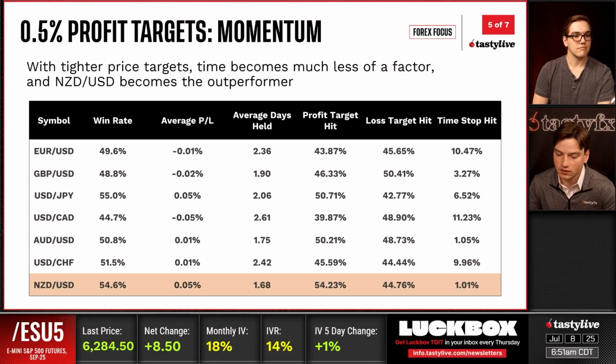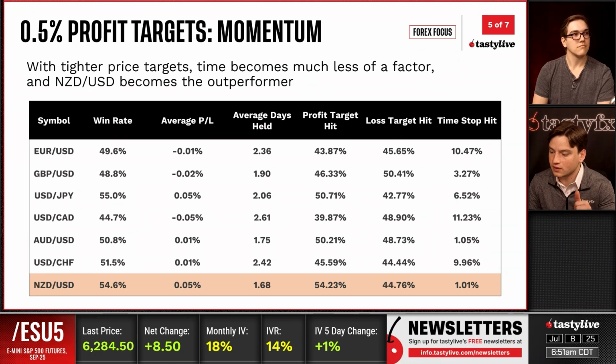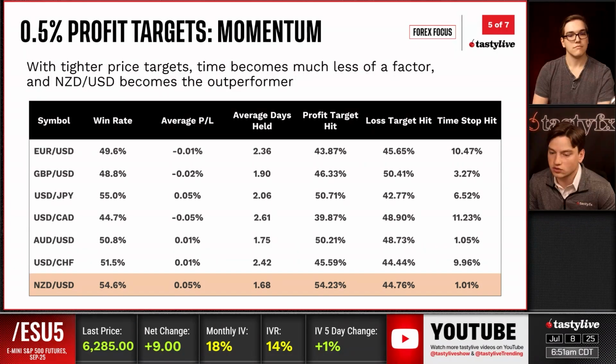And here in the momentum category, we're seeing a similar story for dollar-yen, but also seeing this New Zealand dollar coming out and outperforming for momentum strategies. Here I'm not looking necessarily at the win rate, but at the time stop hit and the profit target hit. And here you're seeing 54% of the time with these constraints, New Zealand dollar momentum plays are hitting that price target, and only 1% are you just closing it due to time. So in my mind, that is the outperformer from this table.